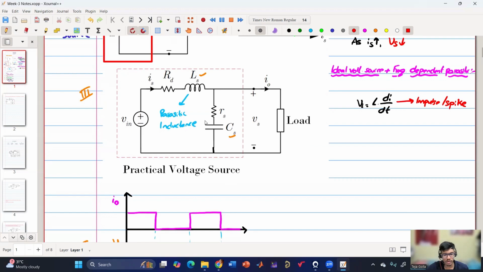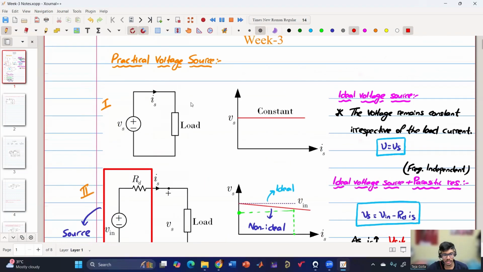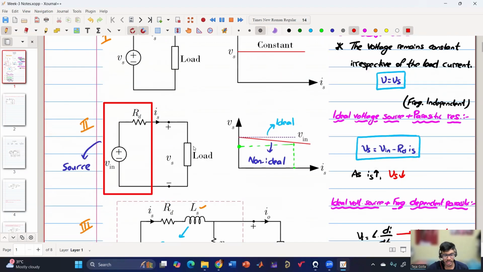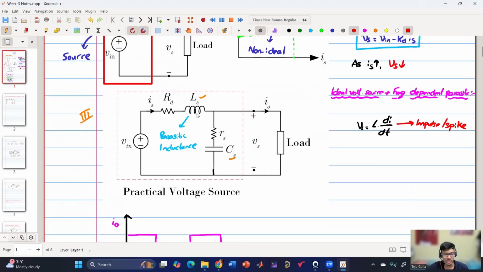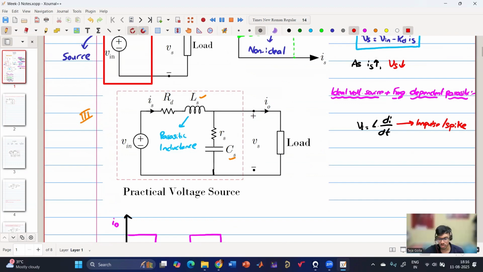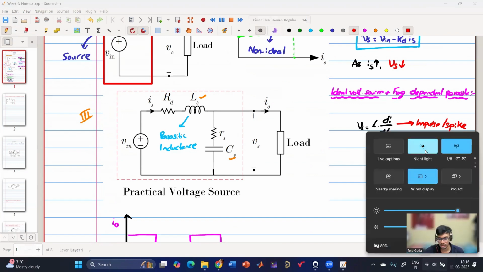And that's why we have to be very careful whenever there is frequency dependent parasitic. Is this clear? Yes, clear, the differences between these three cases. So this is the overall parasitic model of the practical voltage source, which consists of all the parasitics as well as the frequency dependent parasitic, both this as well as that.